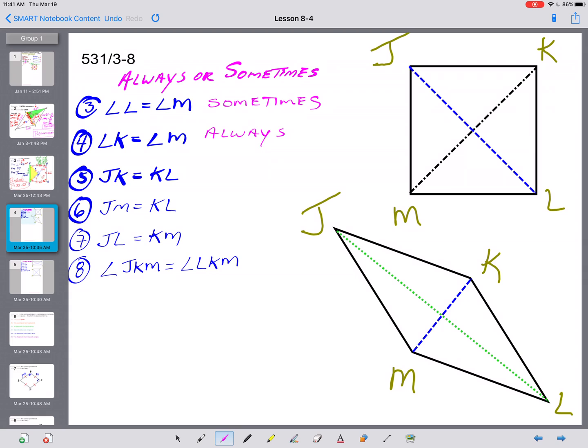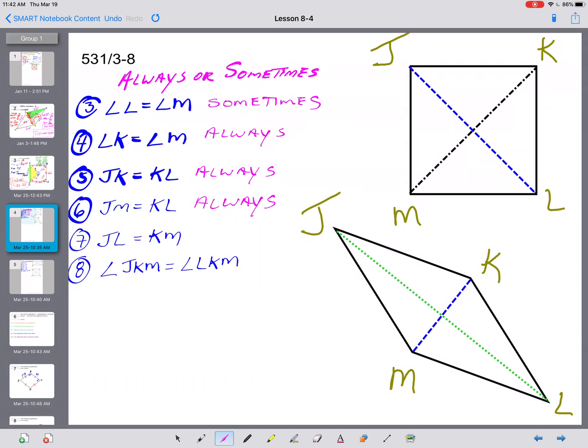JK equals KL. In a rhombus, all the sides are equal. So yes, that's always going to be true. JM equals KL. Once again, all the sides are the same. In a parallelogram, opposite sides are the same. That's always true.